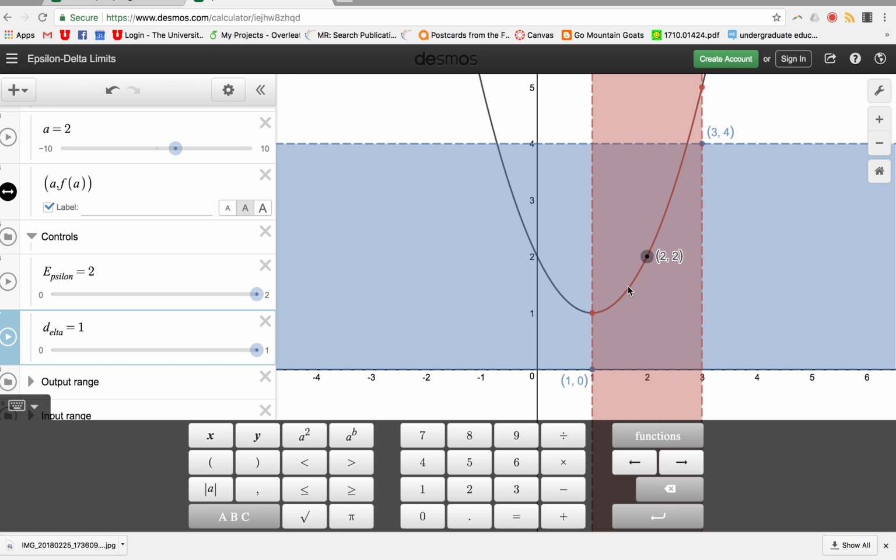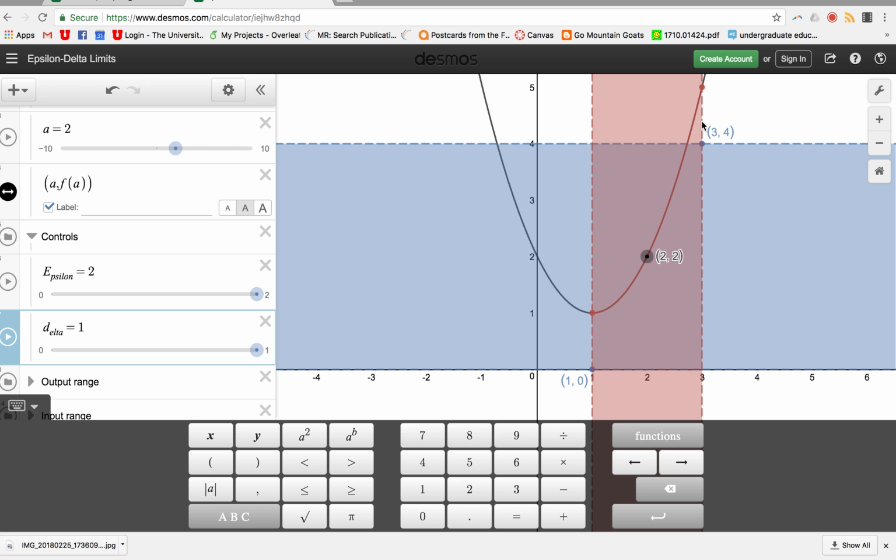So yeah, you can see if we allow a delta range of 1, we're going to be okay on one side, but we're not okay on the right. If we go one step to the right, we could go all the way up to 3, and that'll get us outside of the blue range. But of course, intuitively, if we get close enough to 2, we're going to stay within that blue range.